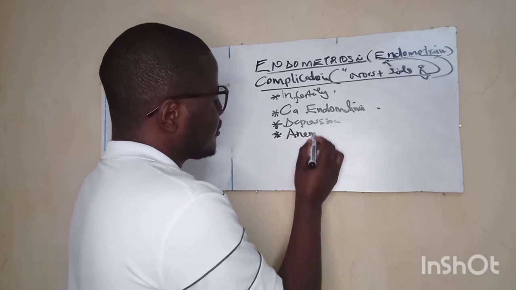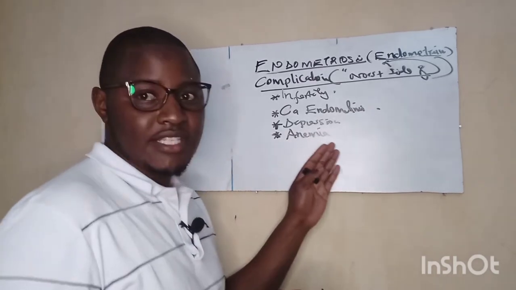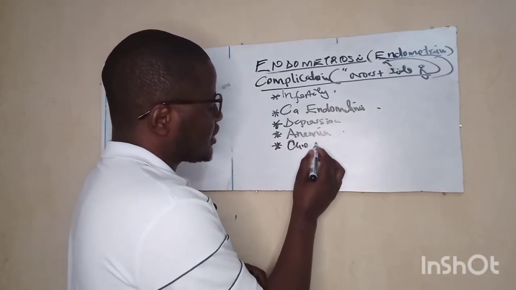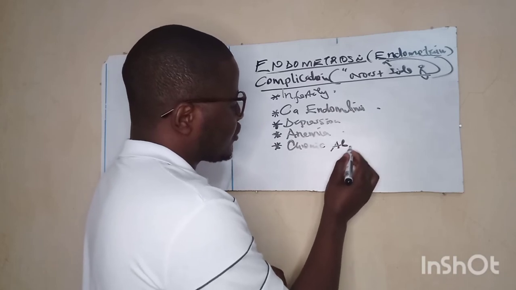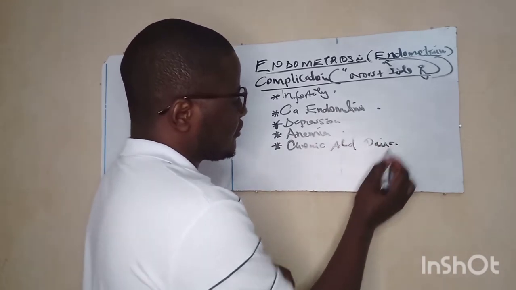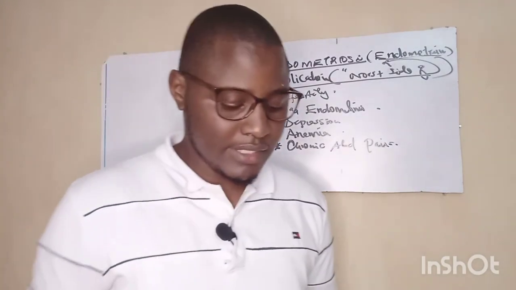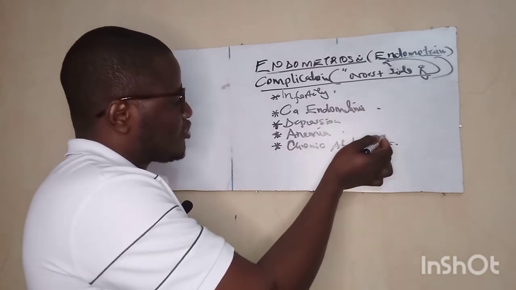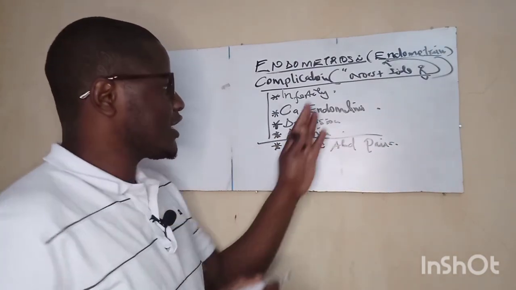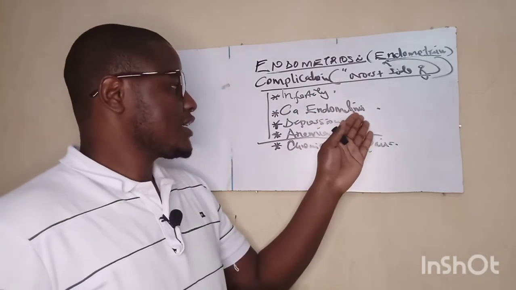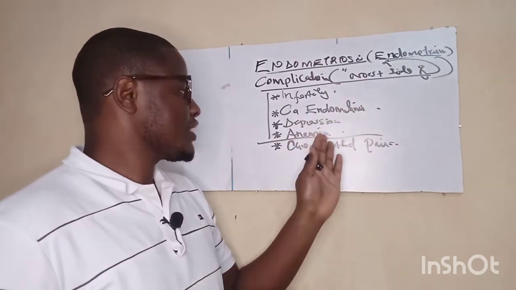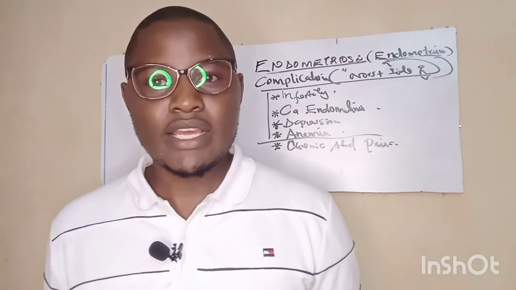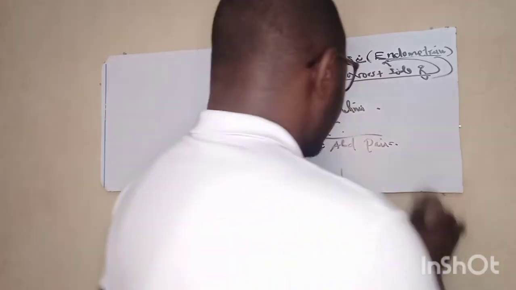You may suffer from anemia because of excessive bleeding, and also you can even suffer from chronic abdominal pains in most cases. So these are some of the basic complications, but the most common ones are the first three, where you can have infertility, the cancer of the endometrium, and anemia. Those are the most common complications that are likely to arise when you are suffering from endometriosis.